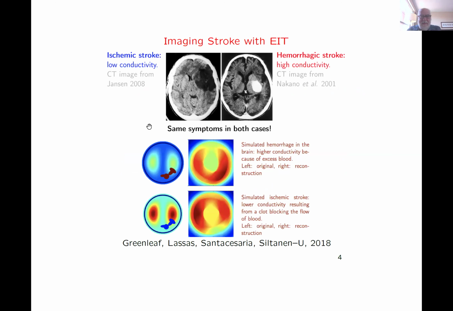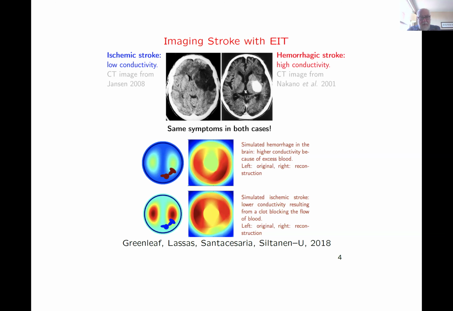A more recent application that has also been of interest to me is imaging stroke with EIT, because EIT is a general method which is good for contrast. When there is a clot in the brain, there is low conductivity, and a hemorrhage has very high conductivity in the case of a stroke. But the problem is that the symptoms are very similar.